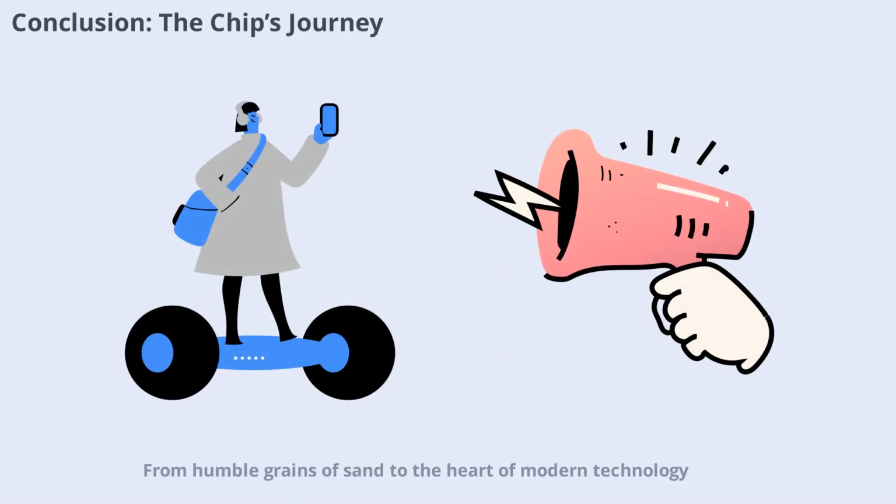From humble grains of sand to the heart of modern technology, the journey of a semiconductor chip is a testament to human ingenuity and precision engineering. Each stage, from raw material extraction to final integration, plays a vital role in creating the devices we rely on every day. As technology continues to advance, the story of semiconductor production will only become more remarkable.